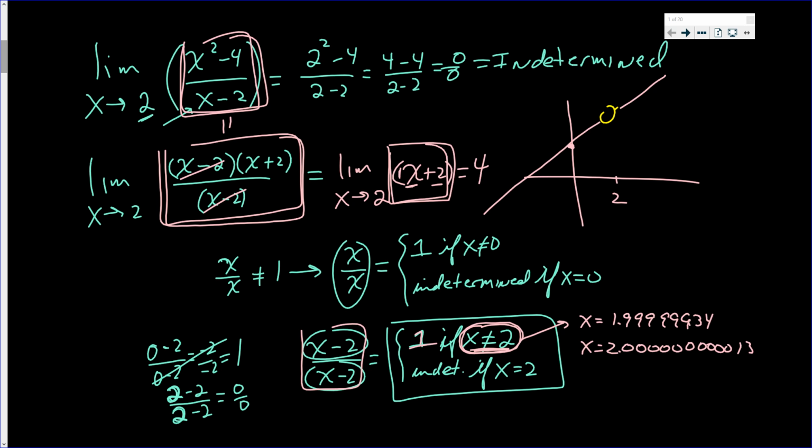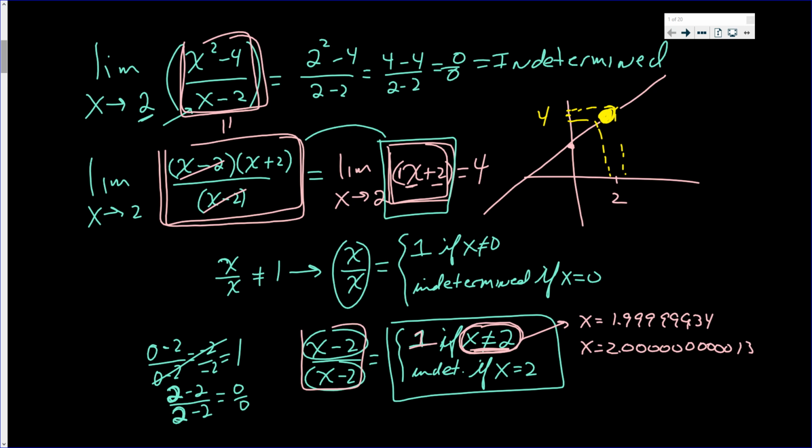But the bottom line is, if x is really, really close to 2, that's going to be just below 4. If x is a little bit more than 2, that's going to be a little bit more than 4. It's approaching 4. In fact, it's approaching what that number would be if it was defined at 2, just like this one.